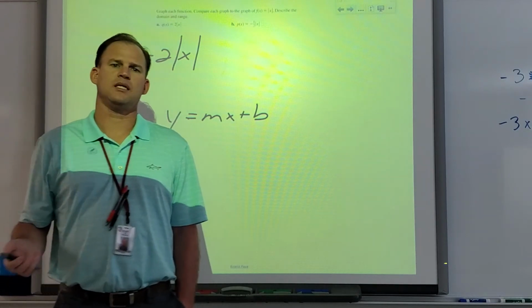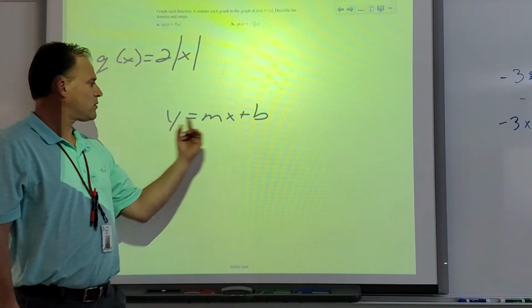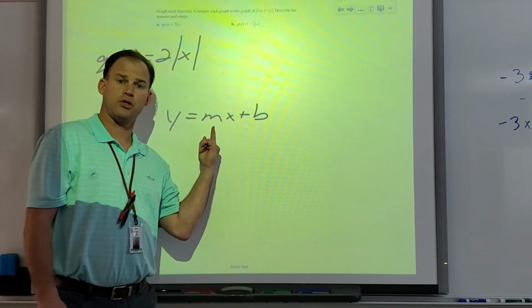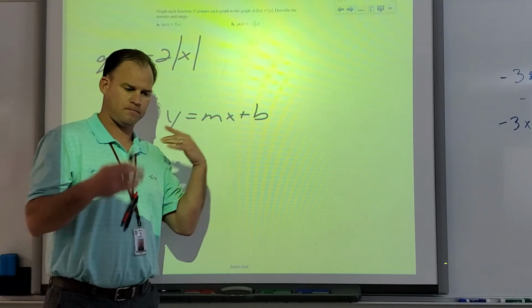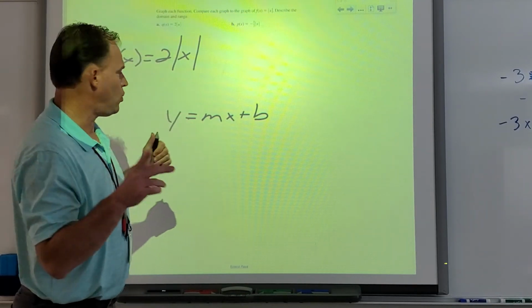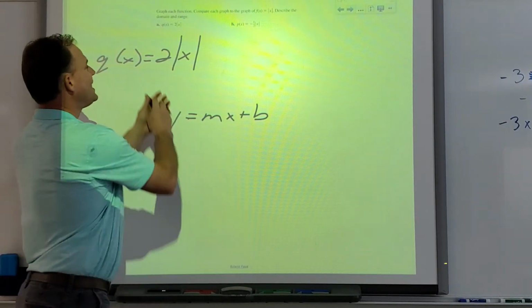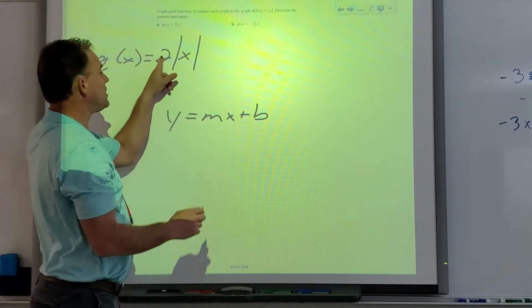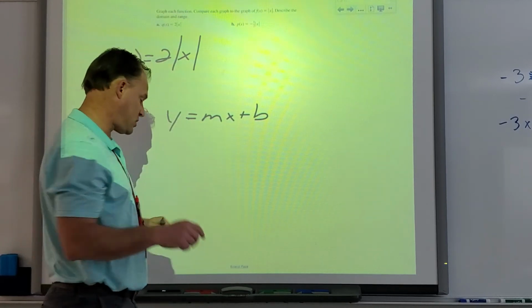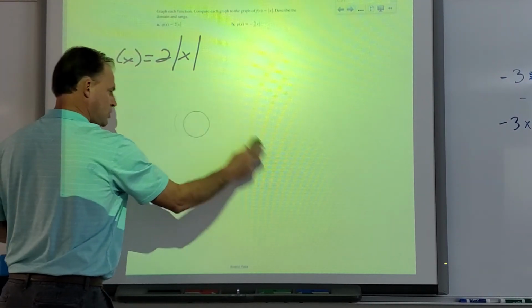Remember we talked about this earlier this week, y equals mx plus b. What does this number do? What is this called? Very good. So, a number in front of the x gives me a slope. Same concept here. The number times the x is going to give me a slope.